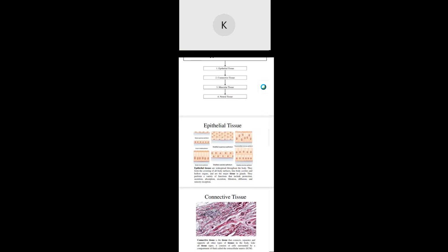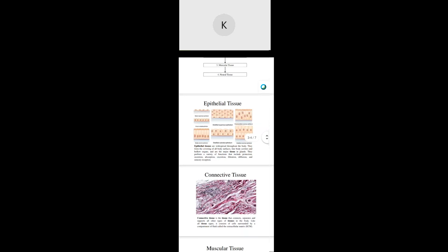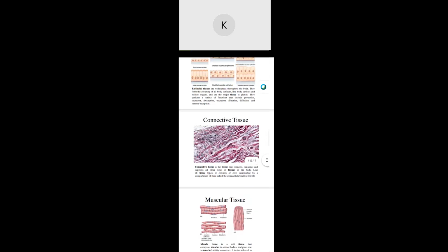They form the covering of all body surfaces, lining body cavities and hollow organs, and are the major tissue in glands. They perform a variety of functions that include secretion, absorption, excretion, filtration, diffusion and sensory reception.